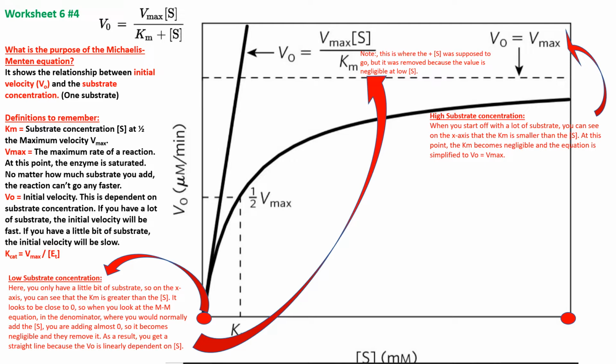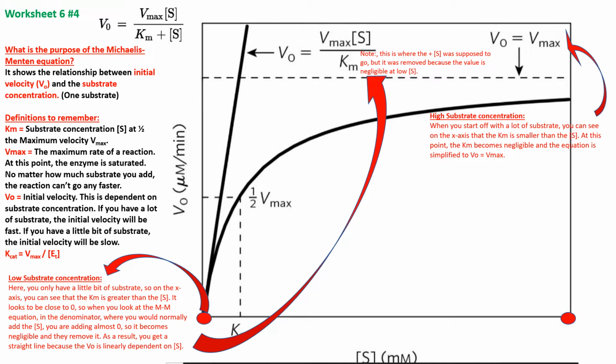Here are some definitions that you should already know by now, and if you don't, go ahead and stop the video and make sure you memorize these. So the Km is the substrate concentration at 1/2 the maximum velocity. The Vmax is the maximum rate of a reaction. At this point, the enzyme is saturated. No matter how much substrate you add, the reaction can't go any faster.